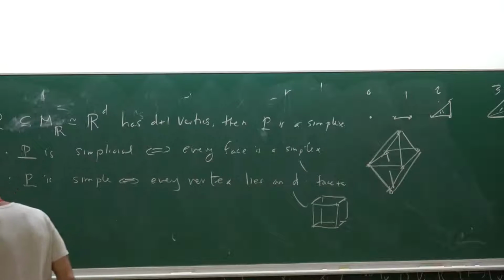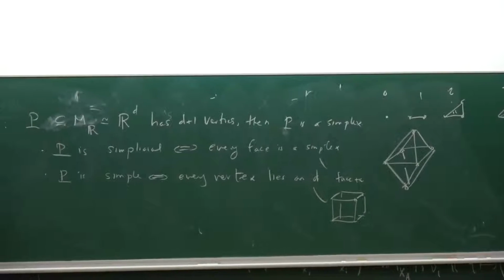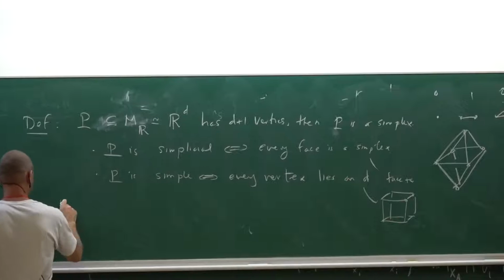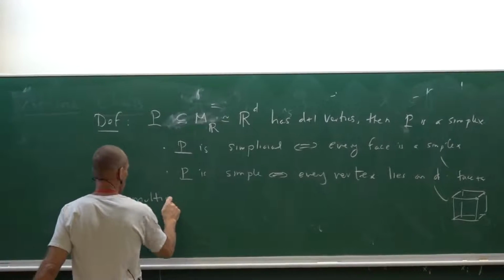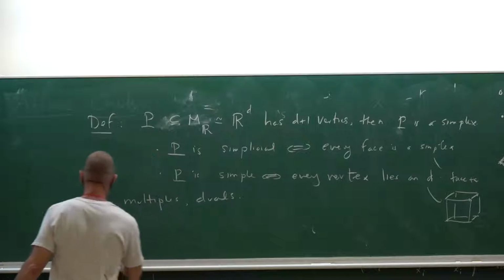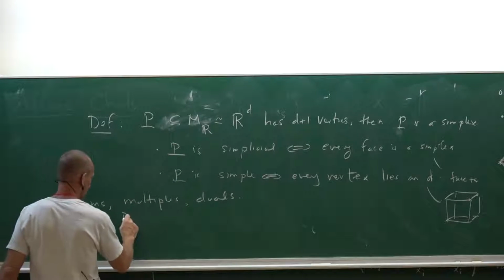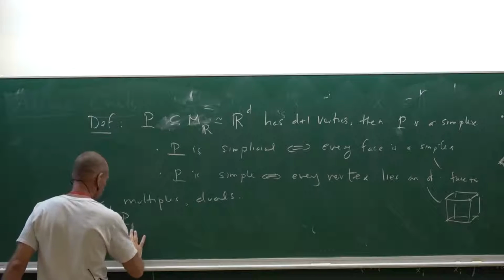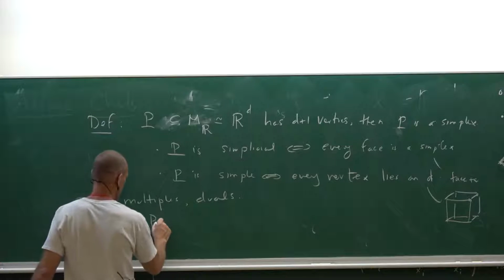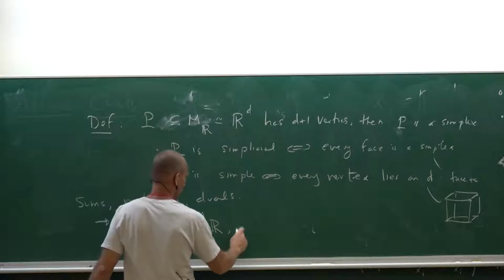And then the last thing I want to do is sums and multiples. So the sum of 2 polytopes is pretty easy. I'm going to have some P1 and P2, both contained in the same space, and the Minkowski sum.